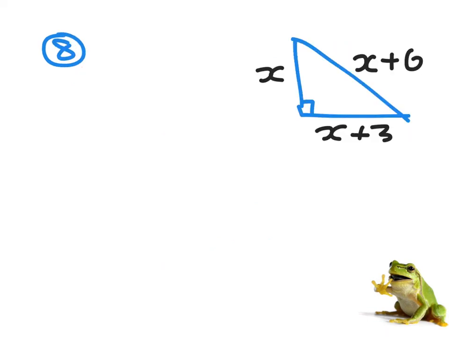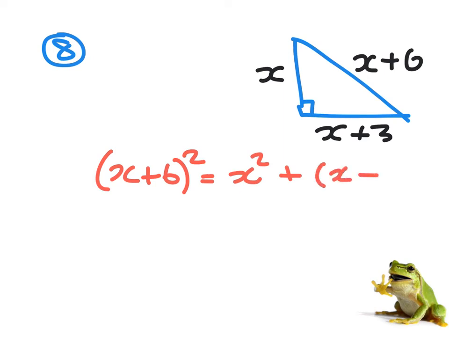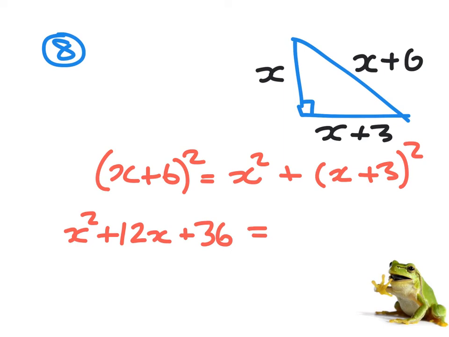Question 8 is a Pythagoras question. What do we know from Pythagoras? Well, Pythagoras tells us that the long side squared, so this side here squared, is equal to the sum of the other two sides. So for our example that we're given here, that's going to mean that x add 6 squared is going to equal x squared add x add 3 squared. Okay, now you need to remove the brackets. Now remember, when you remove the brackets, I'm going to do this one for you. You should get x squared add 12x add 36. You're going to do the same on this side to get this part.